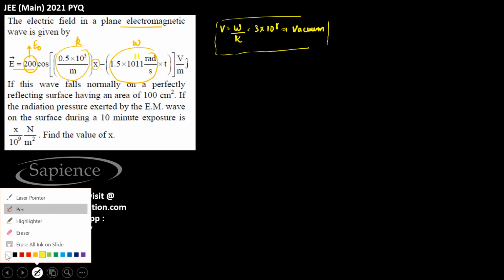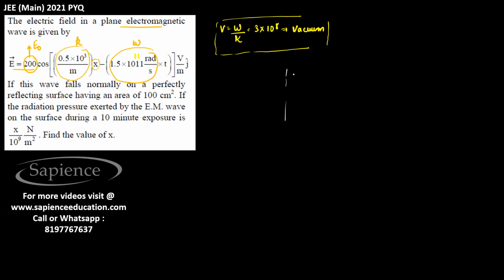This is 10 to the power 5, so you can check the velocity is omega by k, and omega by k is 3 into 10 to the power 8. That means the wave is in vacuum itself. If the wave falls perfectly on a rigid reflecting surface, a perfectly reflecting surface of an area, the area is given as 10 meters square, 100 centimeters square. What is the radiation pressure exerted by the EM wave on the surface for that exposure?